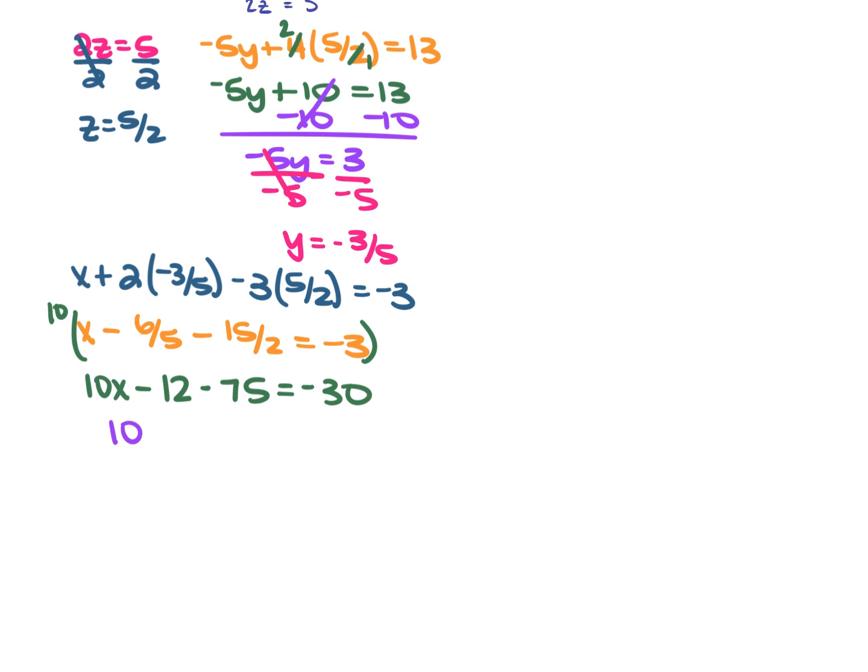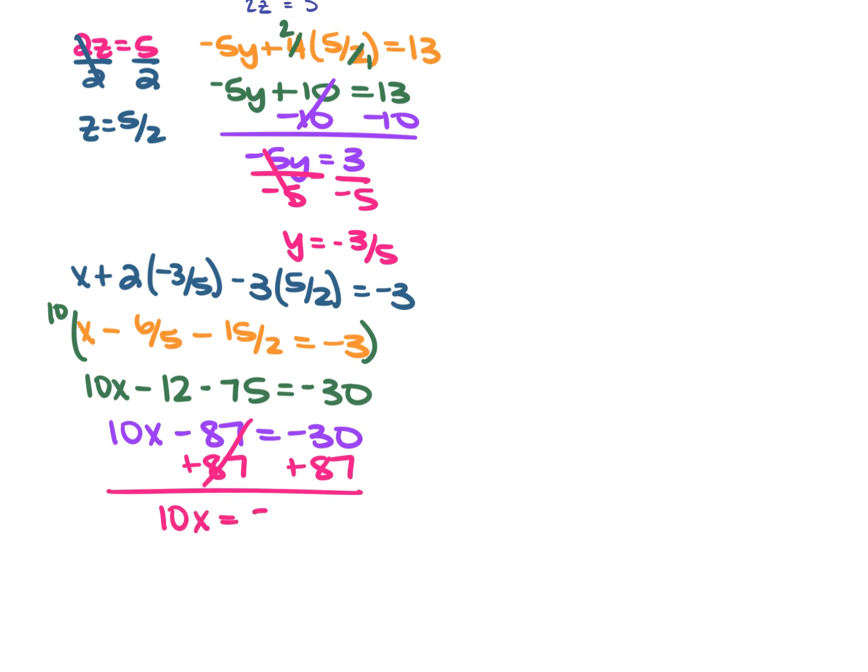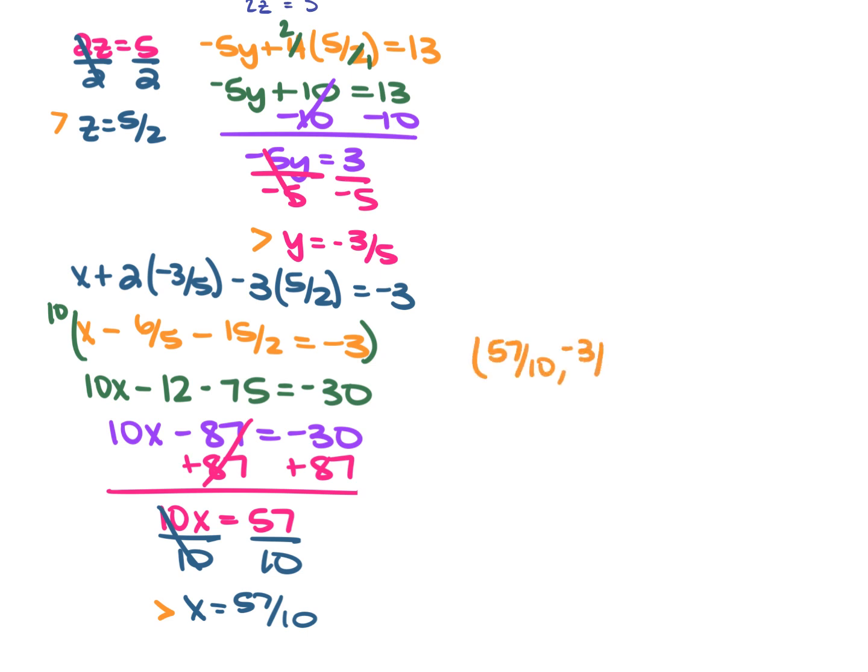Combine your like terms. That's 10x minus 87 is equal to negative 30. Add your 87 over. That gives you 10x is equal to 57. Then divide each side by your 10. And you have x is 57 over 10. So you have an x, a y, and a z. So you can give the ordered triple as 57 over 10, comma, negative 3/5, comma, 5 over 2.